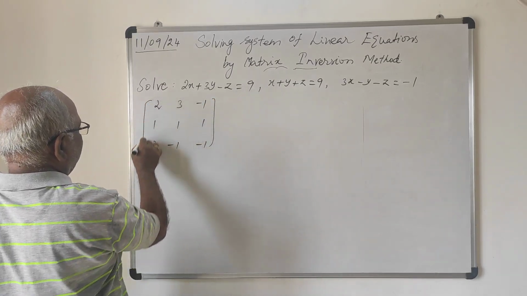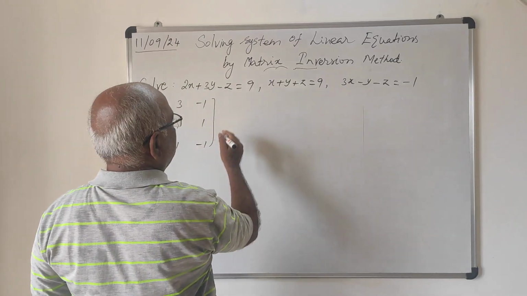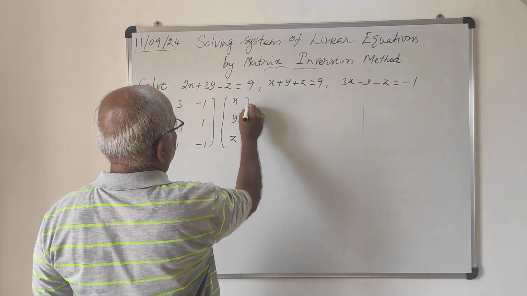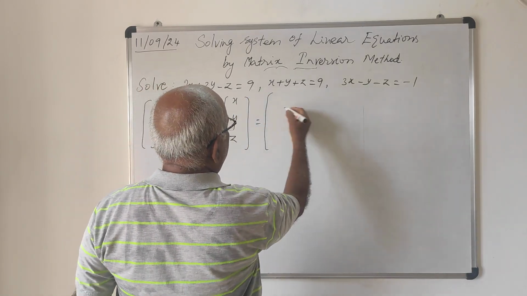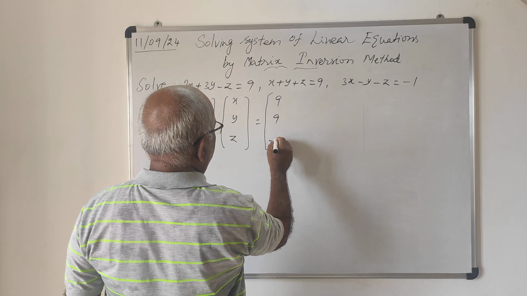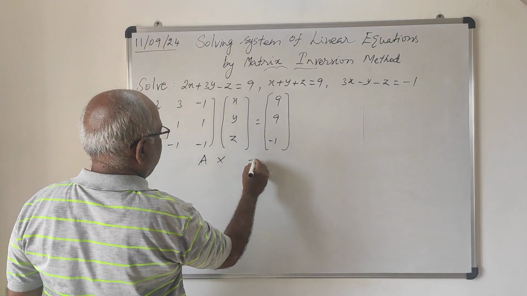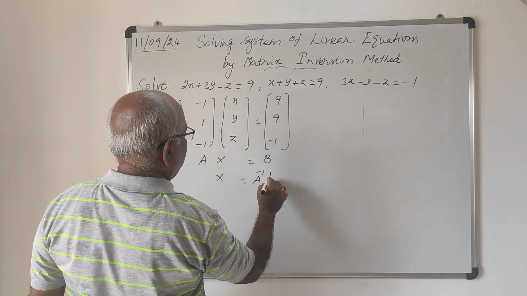This is your A matrix: [2, 3, -1; 1, 1, 1; 3, -1, -1] times the column matrix X, Y, Z is equal to the right-hand side column matrix 9, 9, -1. This is of the form Ax = B. From this we want x. X is A inverse into B.